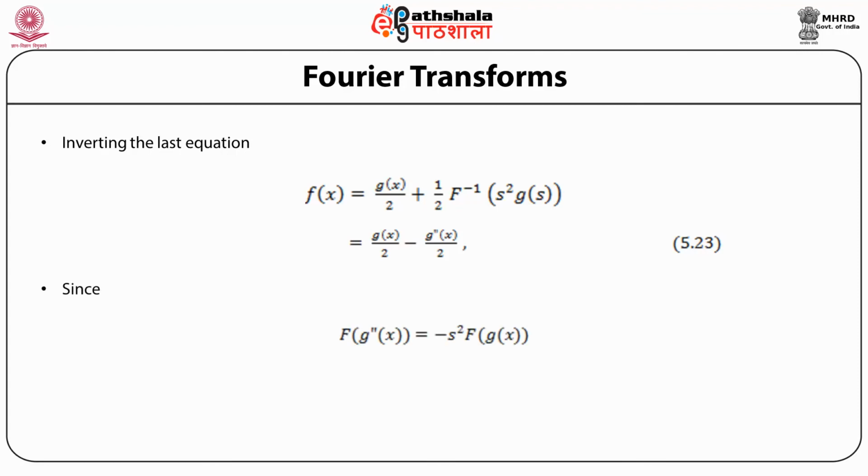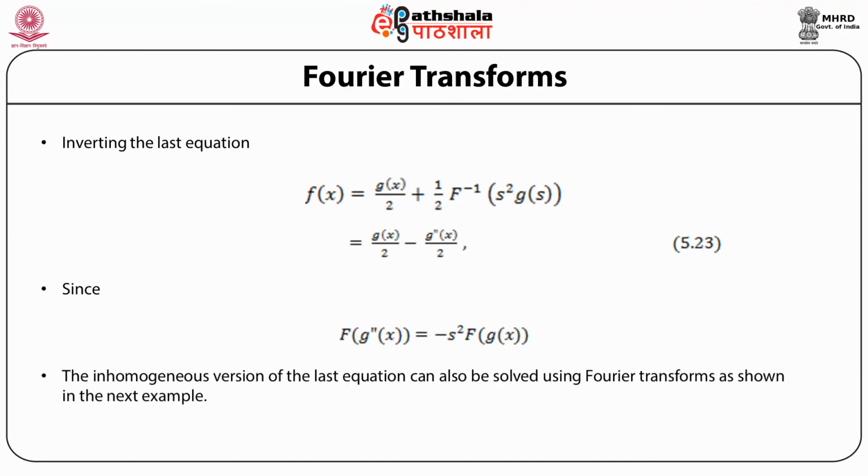Since the Fourier transform of g double prime of x, that is the Fourier transform of the second derivative of g with respect to x, is equal to minus s square into the Fourier transform of the function g of x. That is, the Fourier transform of the derivative of a function can be obtained from the Fourier transform of the function; in particular, the Fourier transform of the second derivative of a function g of x is equal to minus s square, the Fourier transform of the function g of x.